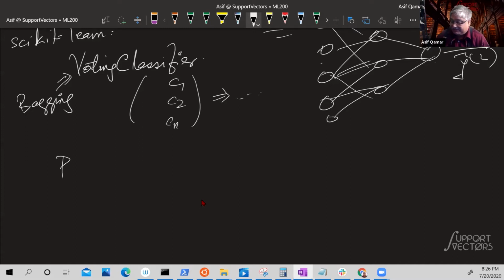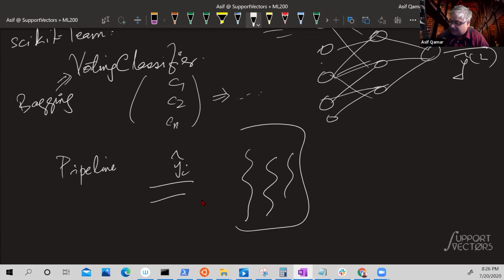You'll have to create a pipeline in which you take all the y hats from each of the learners and feed them into a final learner and get the prediction. Are we together? So that is stacking, and stacking is amazingly effective. In some sense, stacking is a generalization of the voting classifier, isn't it?